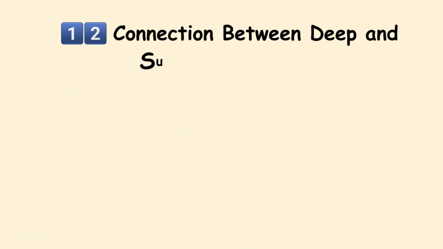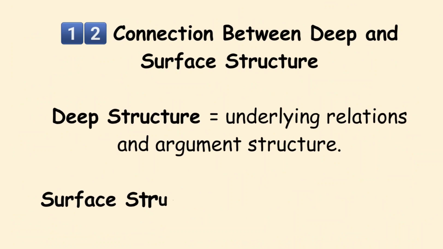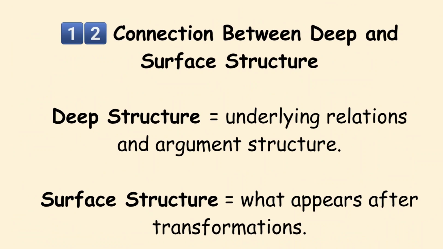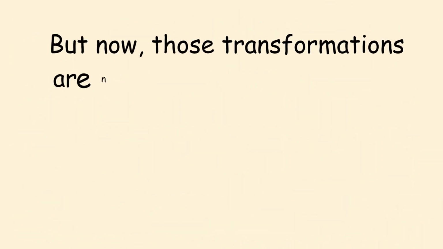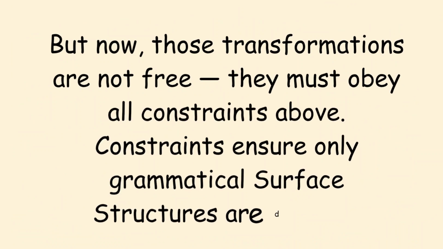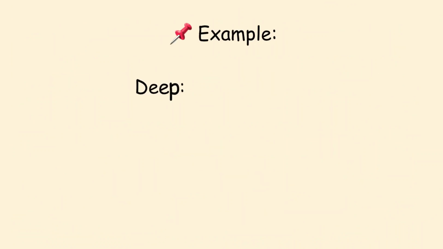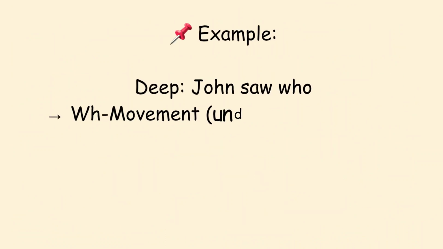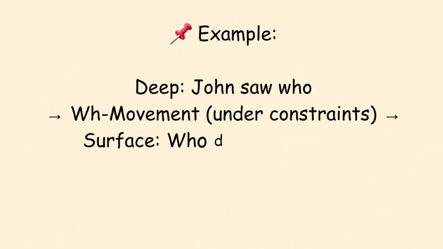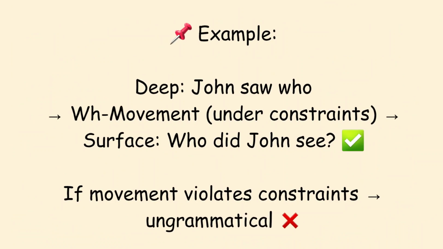12th, connection between deep and surface structure. Deep structure consists of underlying relations and argument structure. Surface structure consists of what appears after transformations. But now, those transformations are not free, they must obey all constraints above. Constraints ensure only grammatical surface structures are derived. Example, deep, John saw who. WH movement, under constraints, converted into surface, who did John see? If movement violates constraints, it's ungrammatical, which is wrong.